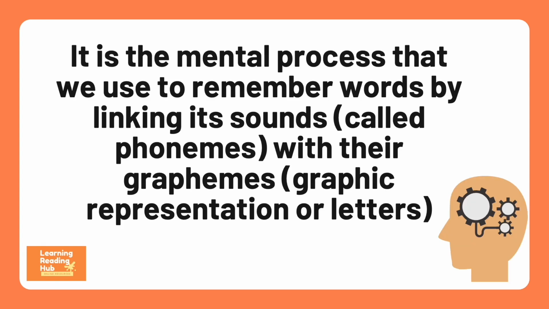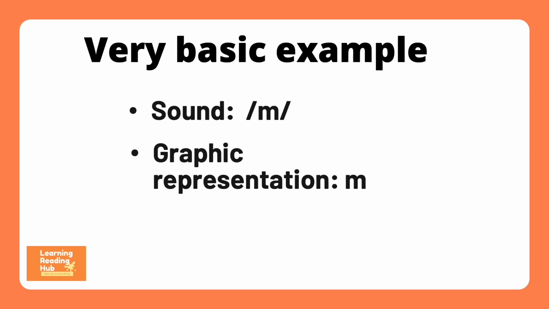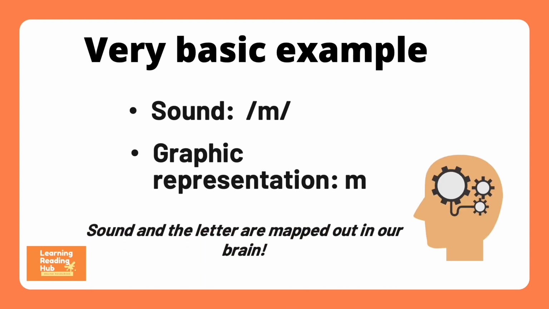Simply put, orthographic mapping is the mental process that we use to remember words by linking its individual sounds, called phonemes, with their graphemes, that is, their graphic representation or letters. A very basic example is the sound of the letter M, and the graphic representation is the letter M itself. Sound and letter are mapped out in our brain.